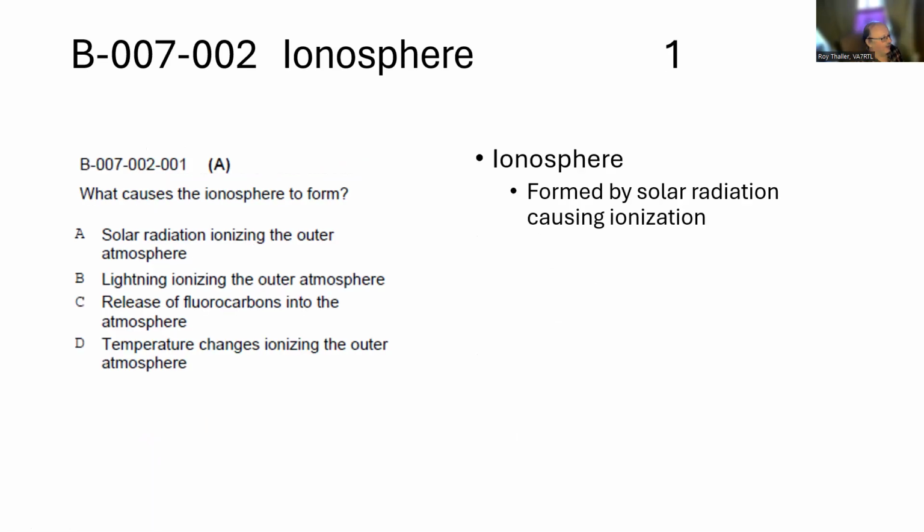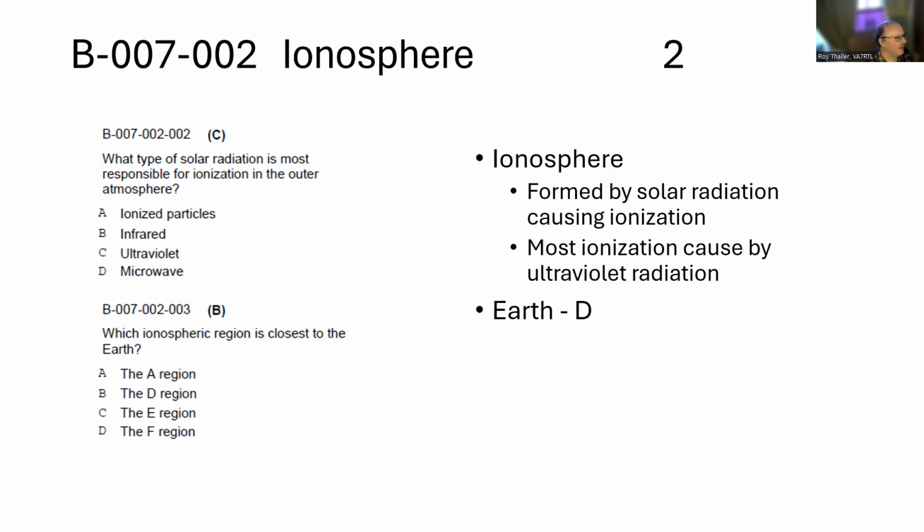Now we get into questions about the ionosphere. What causes the ionosphere to form? Solar radiation ionizing the outer atmosphere. So A is the correct answer. What type of solar radiation is most responsible for ionization in the outer atmosphere? That would be ultraviolet radiation. So C is the correct answer.